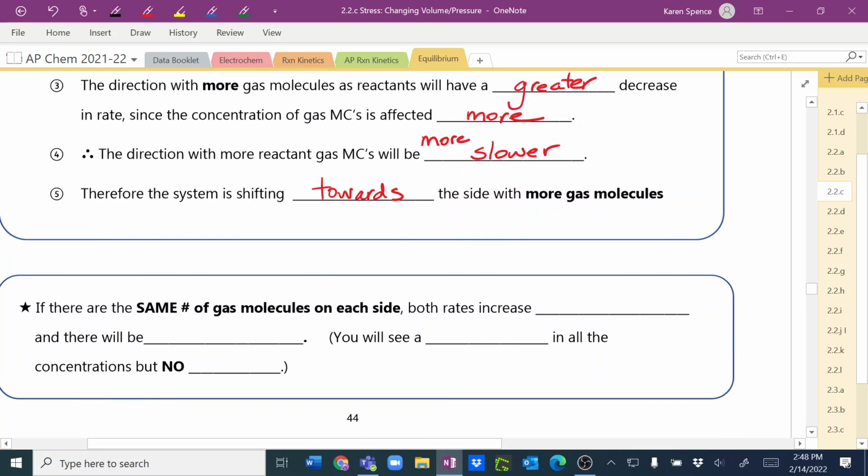Now, what if there's the same number of gas molecules on both sides? Because that does happen fairly frequently. Both rates will decrease equally. And you'll still be at equilibrium. There's going to be no shift. Okay, you will see a spike in all the concentrations, but you will see no curve or shift.